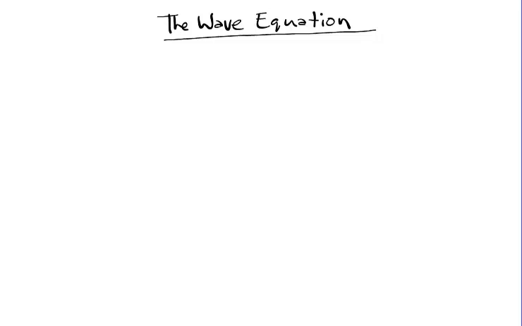In this video, we're going to cover the wave equation and how to determine the speed of a wave on a string. The wave equation says that the speed of a wave is the wavelength of that wave times the frequency of that wave. You could also rewrite this knowing that the frequency is 1 over the time. You can make a substitution and say that it's the wavelength over the period.